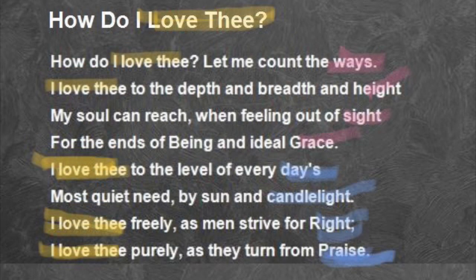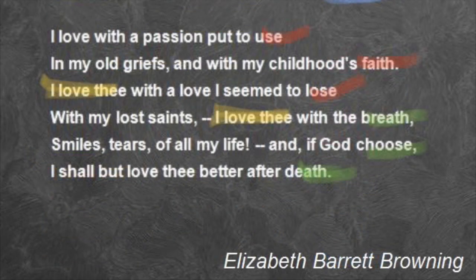Now let's take a look at the rhyme scheme or rhyme patterns. Remember, in order to determine what the rhyme pattern is, you have to look at the last word in each line. So I have them color-coded per stanza. The first stanza, we have ways, height, sight, grace. Second stanza, days, candlelight, right, praise. Third stanza, use, faith, lose. And the last stanza, breath, choose, and death.